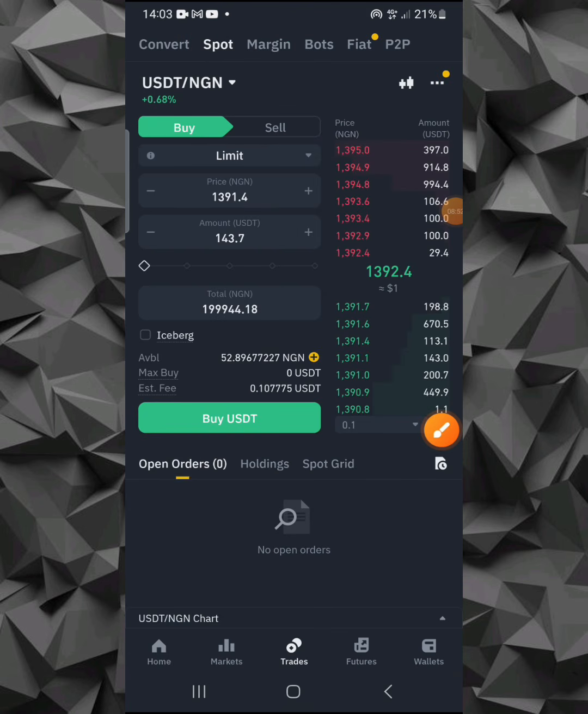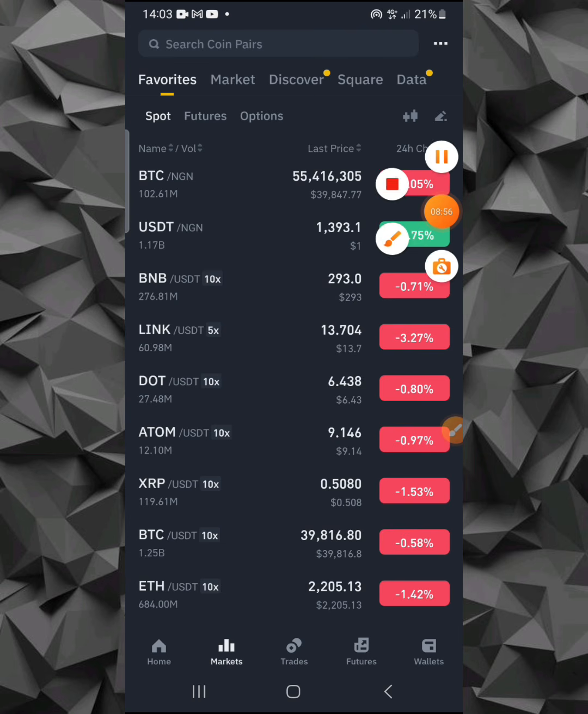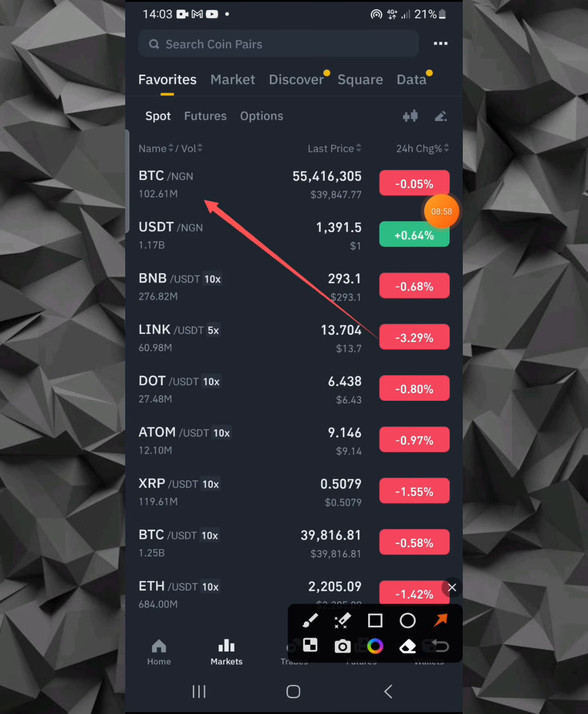Now, the two coins that you can do this with right here on the spot market are USDT and BTC. So you can see this right here, BTC to NGN and USDT to NGN. These are the two pairs that you can use to apply this strategy. Either you buy BTC at 55 million on the spot market, or you buy USDT at 1,391 naira on the spot market. Now let me still show you the advantage with BTC.